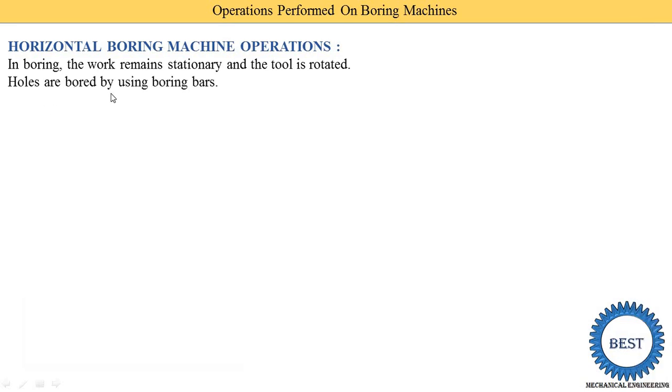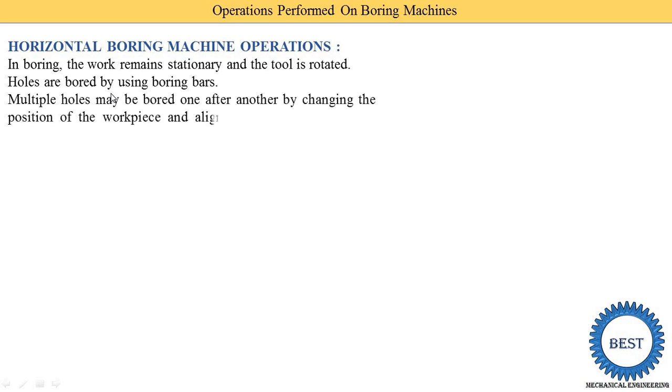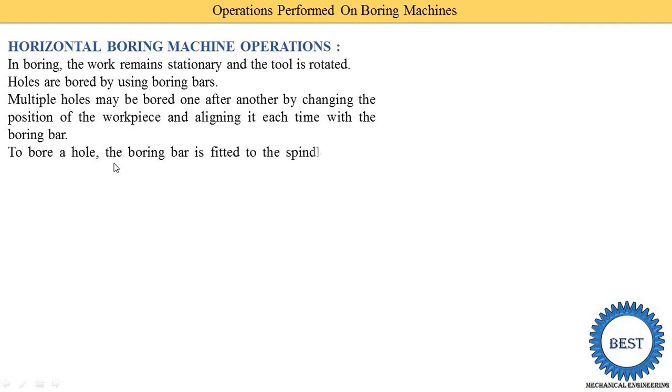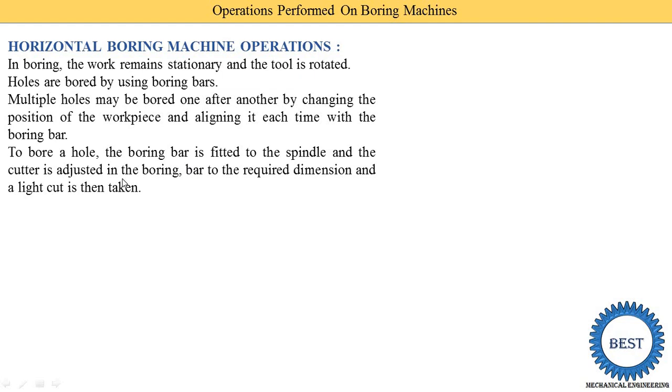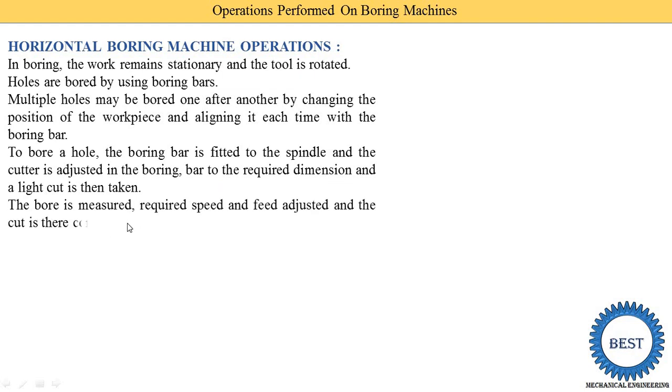Holes are bored by using the boring bar, which means the first operation is the boring operation. Multiple holes may be bored one after another by changing the positions of the workpiece and aligning each time with the boring bar. To bore a hole, the boring bar is fitted to the spindle and the cutter is adjusted in the boring bar to the required dimensions and a light cut is taken. The bore is measured, the required speed and feed are adjusted, and the cutting is continued to completion.